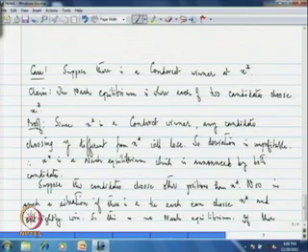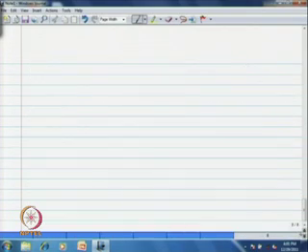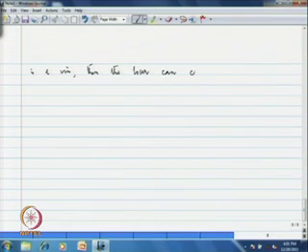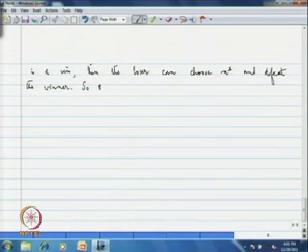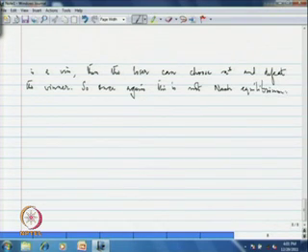If there is a win, then the loser can choose x star and defeat the winner. So, once again, this is not a Nash equilibrium. So, we have ruled out all possibilities and we have seen that x star is the only Nash equilibrium.